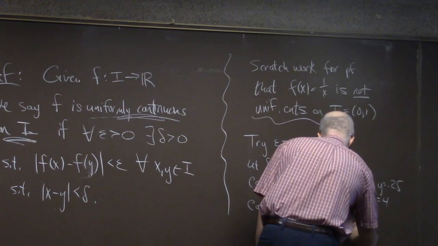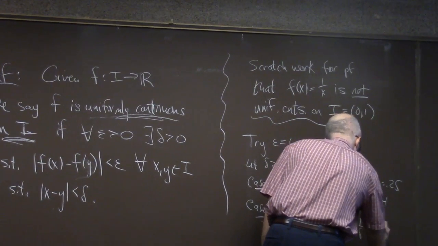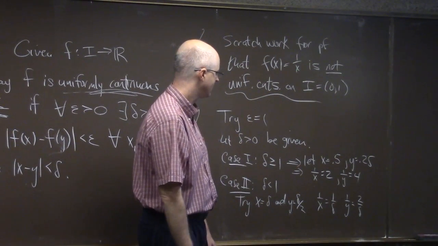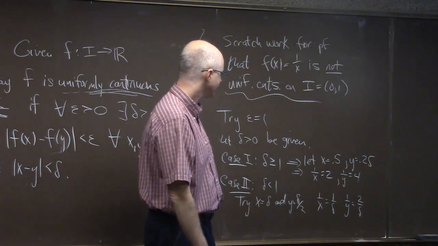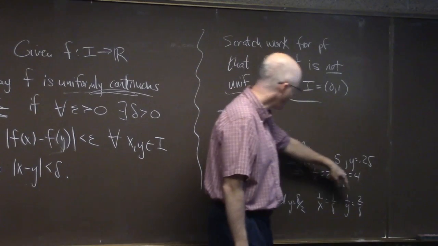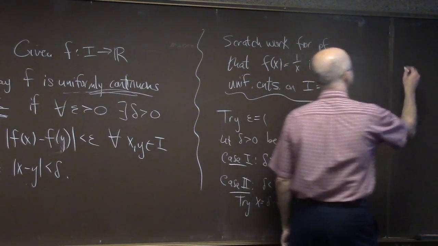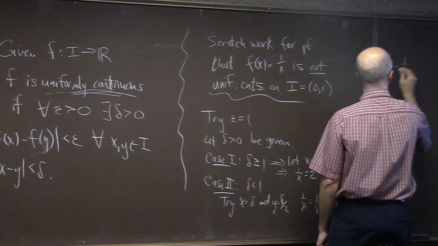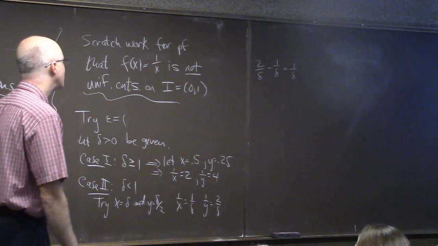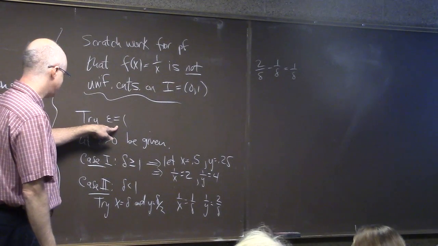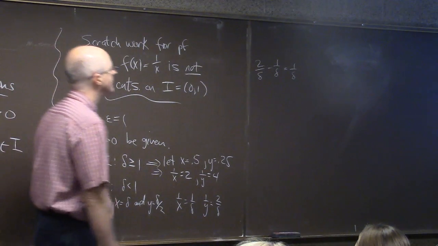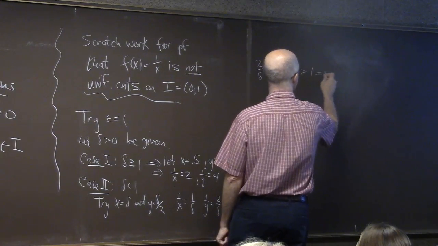What's 1 over x going to be? It'll be 1 over delta, and 1 over y is going to be 2 over delta. Can you see that down there? Are those more than 1 apart? Subtract them, take the distance, take this one minus that one. 2 over delta minus 1 over delta is 1 over delta. Is that greater than or equal to epsilon, which is 1? Yes, because delta is less than 1 in case 2. So this is greater than 1, which is the epsilon.